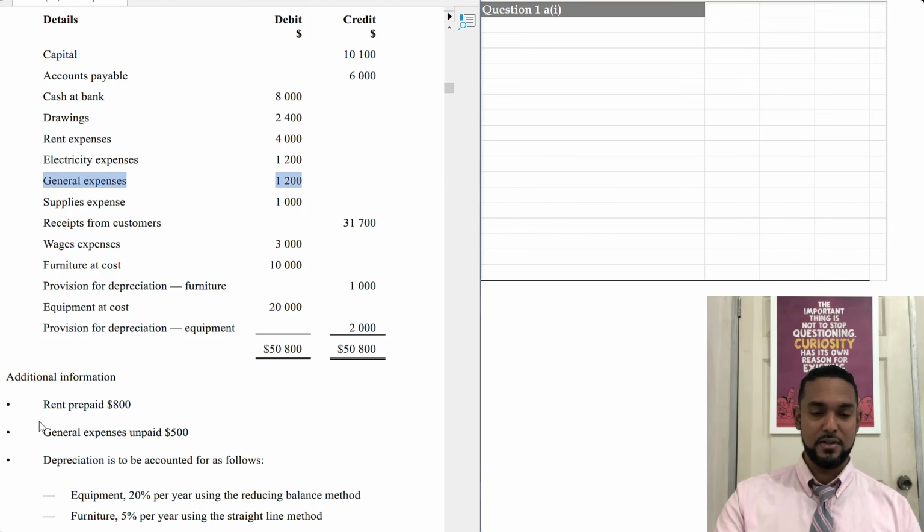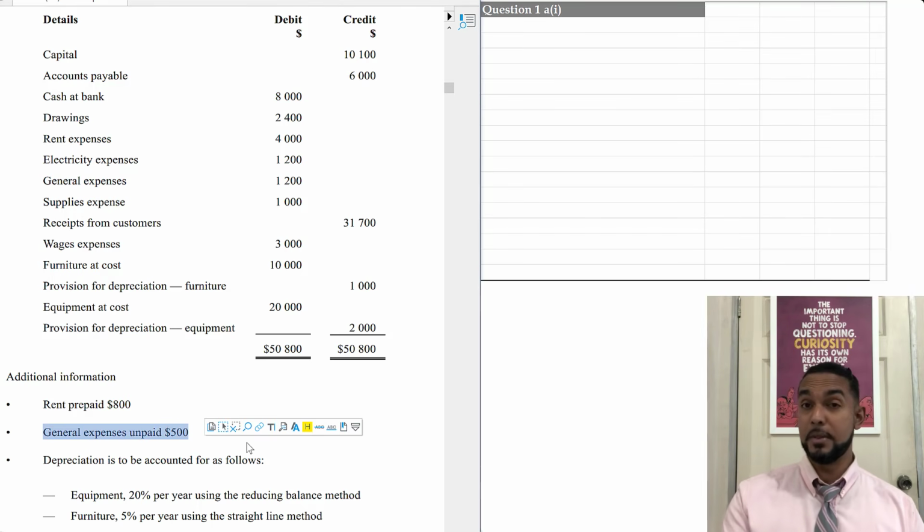So for general expenses, we have an associated trial balance figure. And we'd have to add this accrued portion down here. Why? Because it was not paid, but it was supposed to be paid. It was incurred, which means it forms part of the current period's profit calculation. So therefore, we're going to have to add this 500 to this 1200 up here.